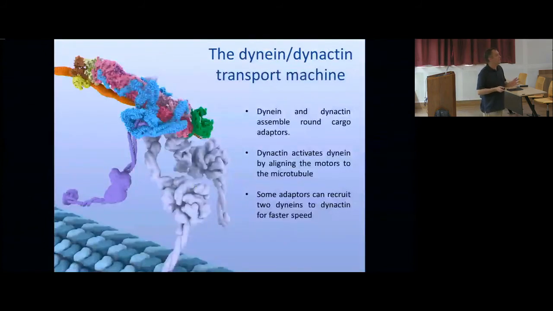Just to summarize, I've told you that dynein-dynactin is a machine that comes together in the presence of these cargo adapters. We think one of the activation processes is by dynactin aligning these motor domains. And then I've told you that there are a whole load of different adapters, and some of them can recruit multiple dyneins for faster speeds.